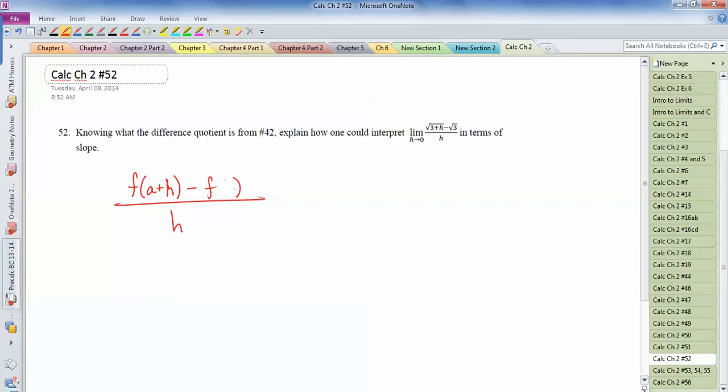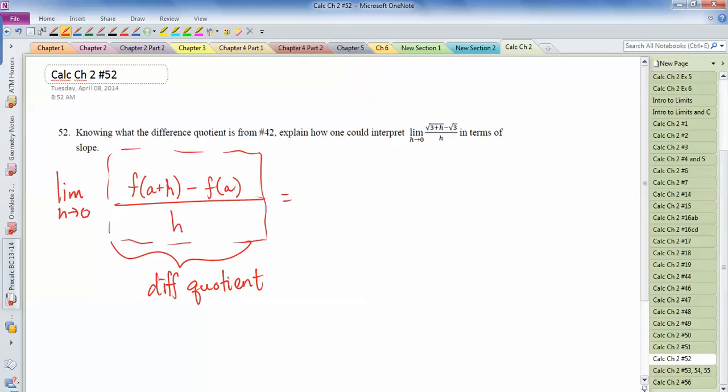Okay, let me erase this. That's the difference quotient. And if I throw the limit in front, as h goes to 0, this represents the slope of f at a. Right? So this whole thing equals the slope of f at x equals a.